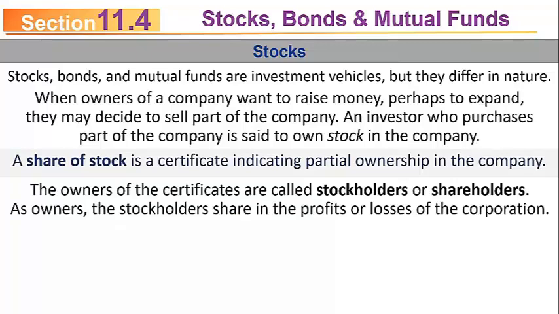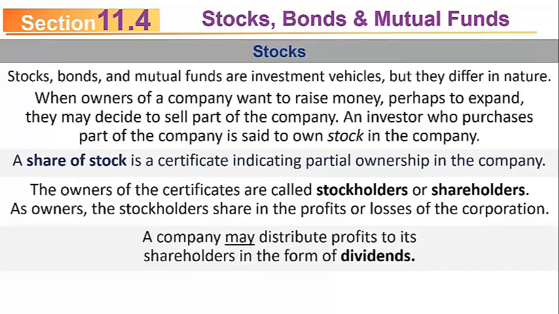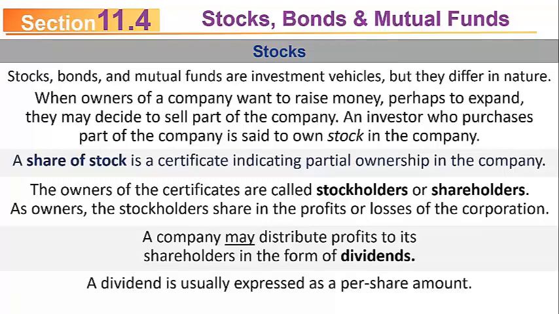As owners, the stockholders share in the profits or losses of the corporation. A company may distribute profits to its shareholders in the form of dividends. A dividend is usually expressed as a per share amount, for example, say 7 cents a share.